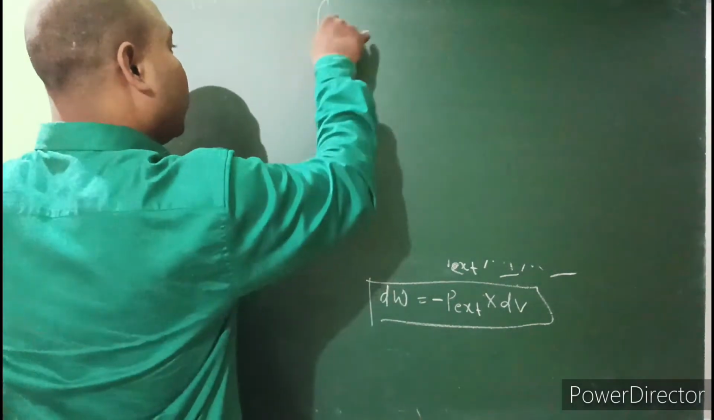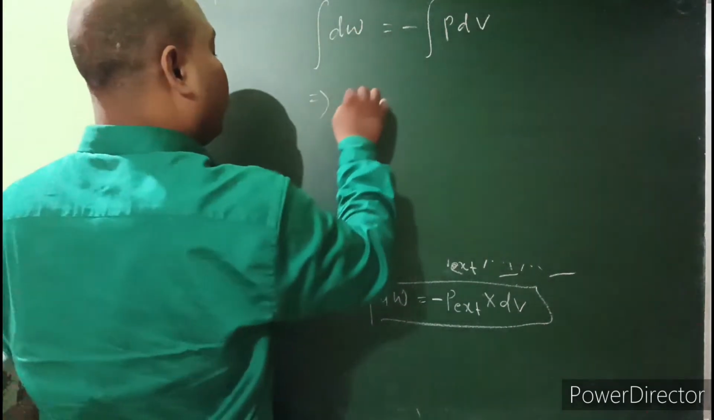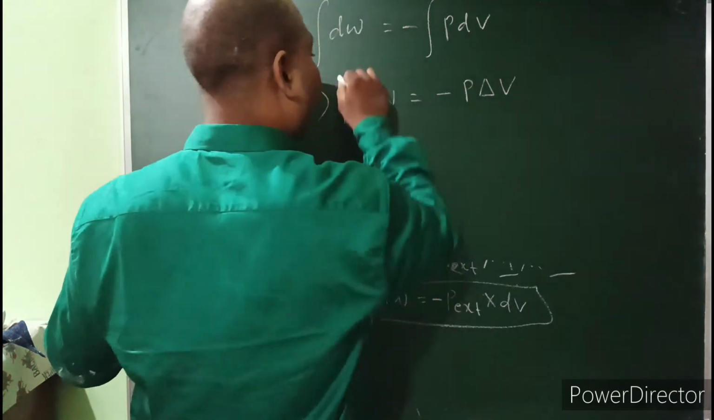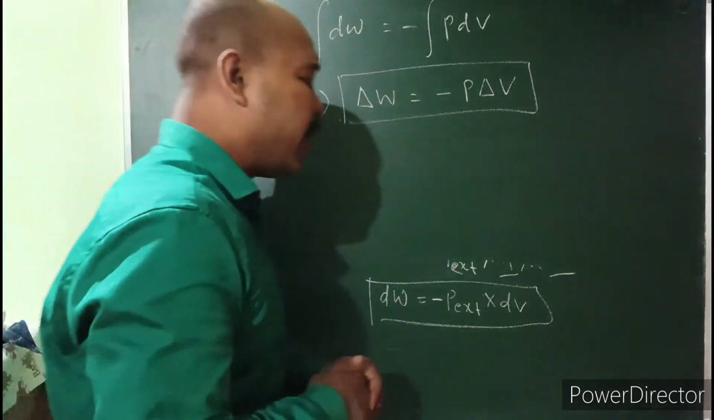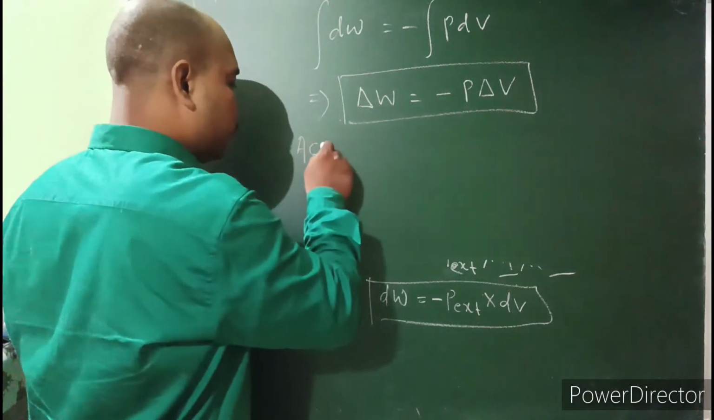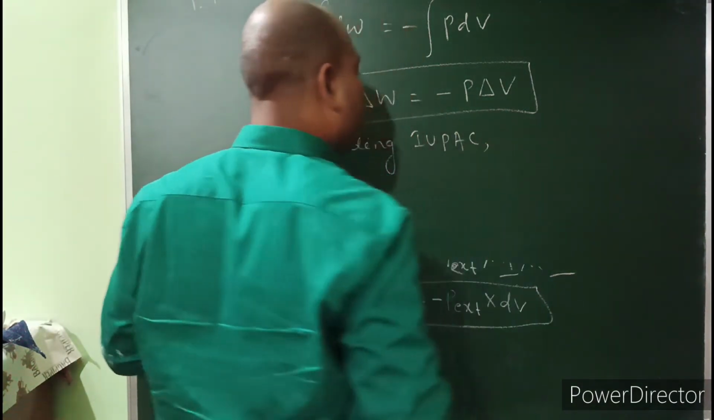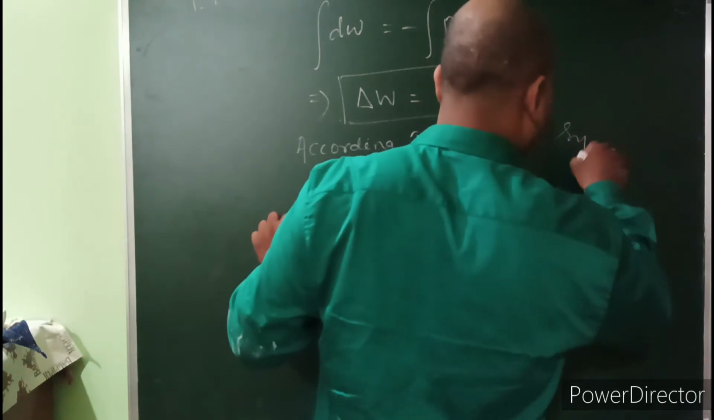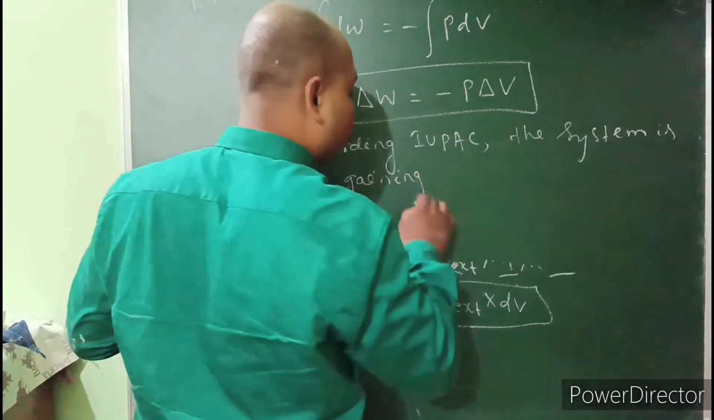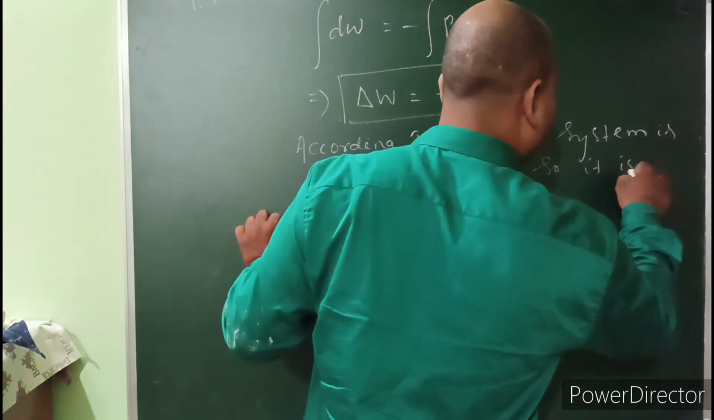Taking integration on both the sides, we will find that del W is equal to minus P del V. Mathematically, we are finding that the value is negative, but according to IUPAC, the system is gaining energy. So it is positive.